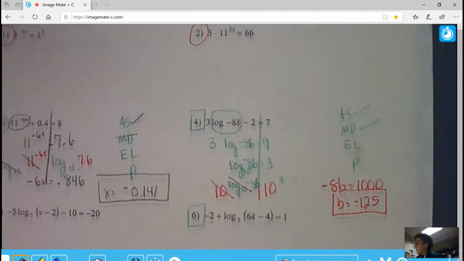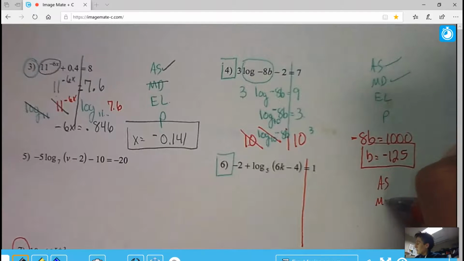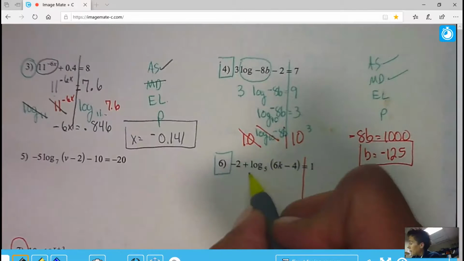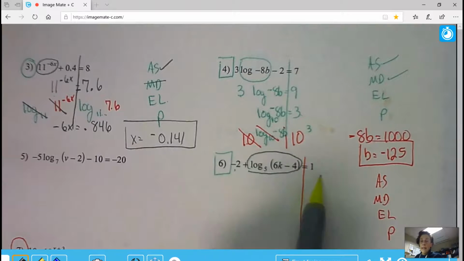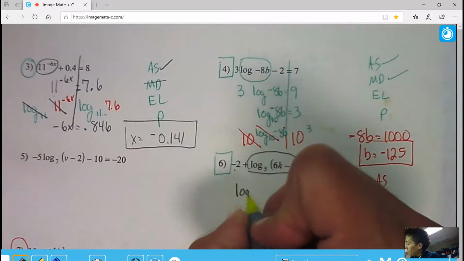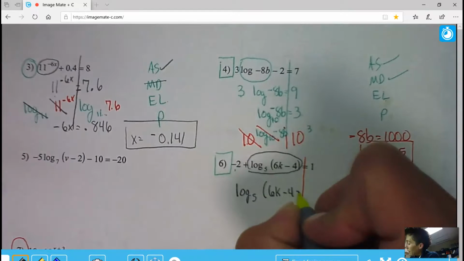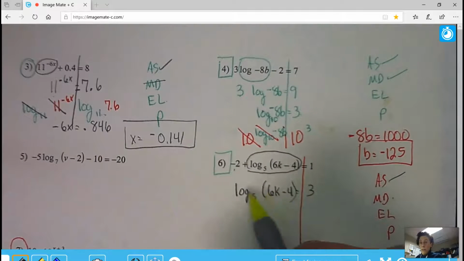So let's try the next one. Let's just try the one below it. So again, here's my little checklist. And the first thing, this is all part of the log. So I'm going to keep that all together, which means I just need to move this. And I'll do that by adding 2 to the other side. So that gives me 3. There is no multiplication or division to move. This is all part of the log.